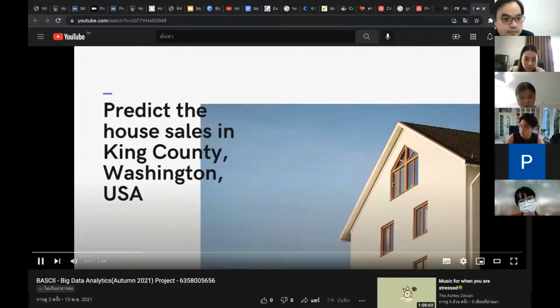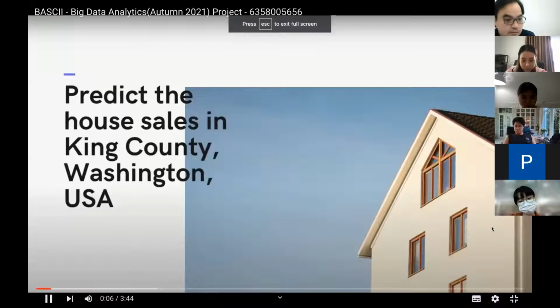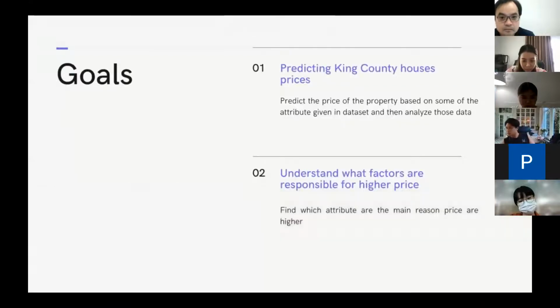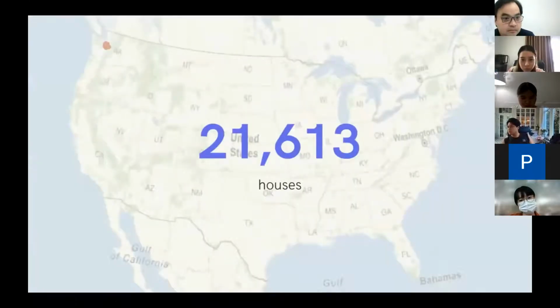For this project, I would like to predict the house sales in King County, Washington, USA. The goals of this project are predicting King County house prices and understanding what factors are responsible for higher price. The dataset is taken from the Kaggle website, an open source platform. It involves 21 explanatory variables representing aspects of homes in King County, United States of America.